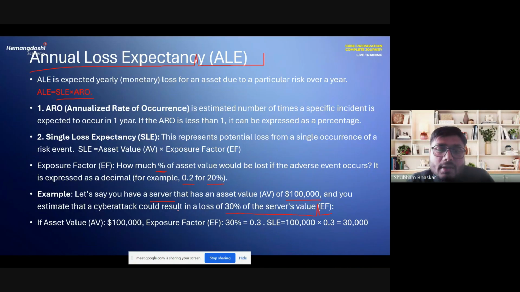So how do you calculate that? The asset value is 100,000. Exposure factor is 30%, so it's 0.3. You multiply the asset value (AV) into EF. That's the formula here. So you calculate the SLE: $30,000. Now this SLE will be fed into the next formula. We'll talk about it in the next slide.